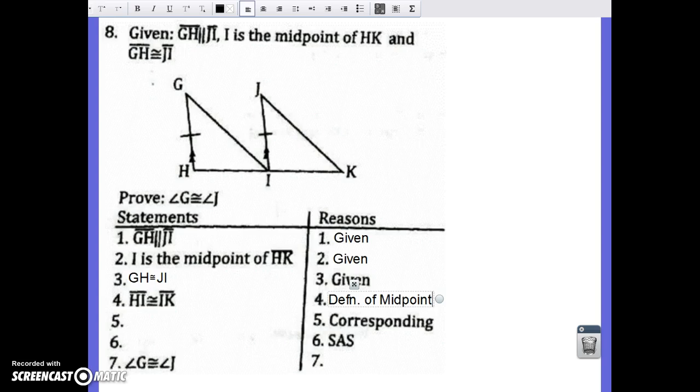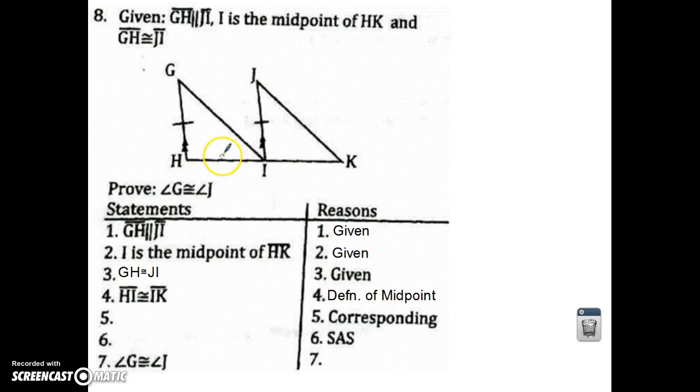Okay, so let's actually mark those sides down. If we mark that side down, this side now is congruent to this side. These two sides are now congruent to each other, by definition of midpoint. Now, if you notice, it said corresponding. Only time that you have corresponding angles is when you have parallel lines cut by a transversal. So let's see if we actually have some corresponding angles.